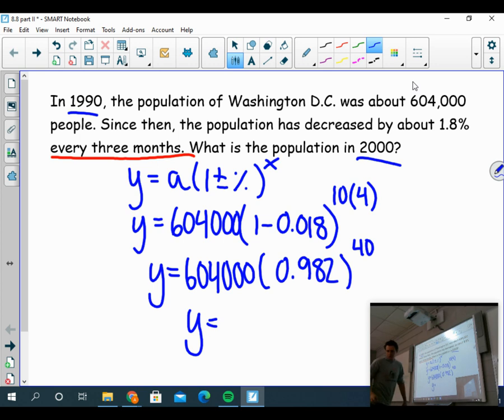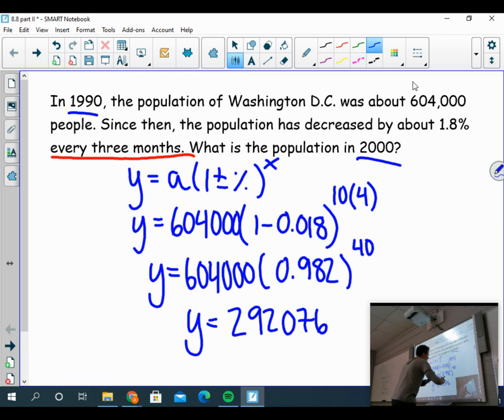When we solve this, what we end up with is 292,076 people. Again, that is rounded. So if the population decreased by 1.8% every 3 months, starting in the year 1990, by the year 2000, you would only roughly have 292,000 people left.